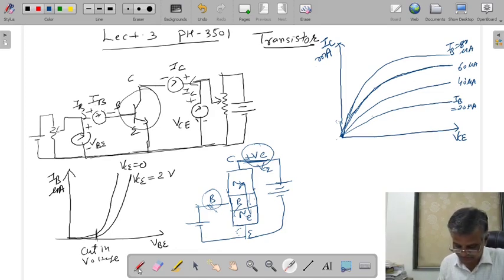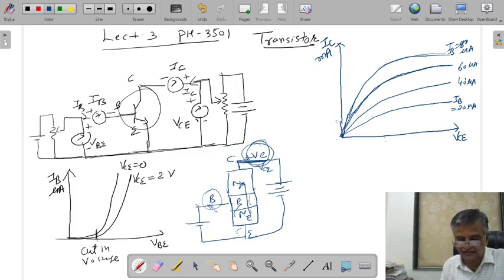Now the third discussion. Actually, you are not getting a horizontal line. You are getting a slightly increasing collector current as VC increases. Why? As VC increases, why is there a little increase in collector current? Look here. Third point: as VC increases after saturation, why does a little increase in collector current take place? The answer is, this is in a reverse bias.